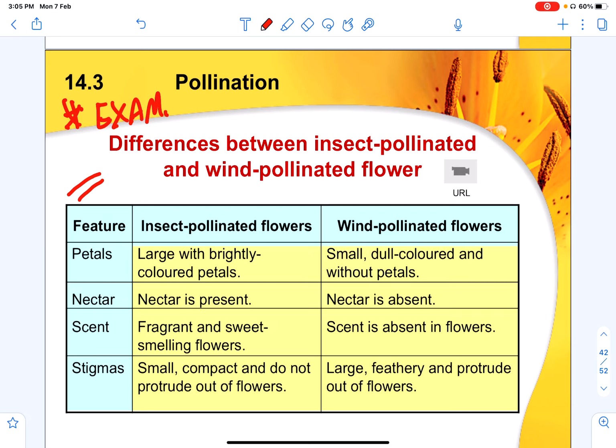Scent, you can't really smell from your paper, but in a biology practical, if in the exam they give you a flower and you do smell some fragrant or sweet smelling flower, that could be another indication of it being an insect pollinated flower. Okay, the stigma, which is very obvious, tends to be small and compact and does not protrude out of the flower, whereas for wind, it can be large, feathery, and protrude out of the flower.